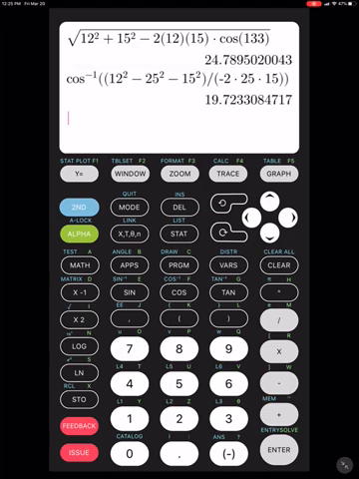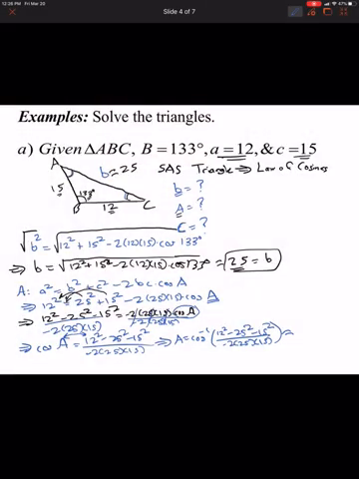As we do that, we get 19.7, so what, 20 degrees? So cosine inverse, we come up with 20 degrees. So we round to the nearest whole number. So 20 degrees for that angle measurement. So that's angle A. We can go back up here and label that. So now we've got two-thirds of our unknowns. The only thing left is angle C.